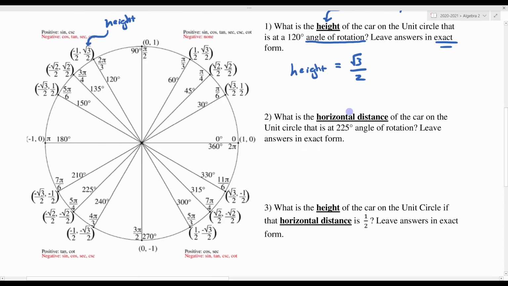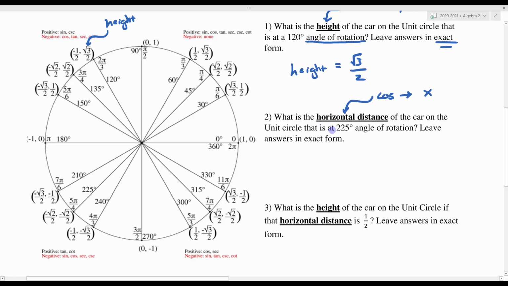All right, let's take a look at number 2. Now this one is the horizontal distance, right? So we're not looking at the height anymore. We're looking at the horizontal distance, and horizontal distance is synonymous with cosine and the x-coordinate. Okay, so those three things, they all mean the same thing. They're going to be the same piece of information that we're looking for on the unit circle.